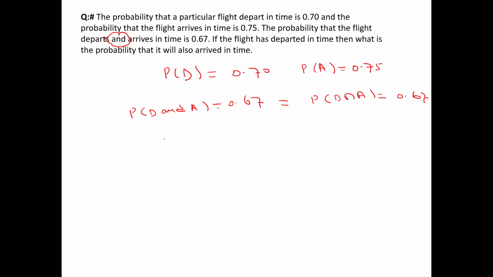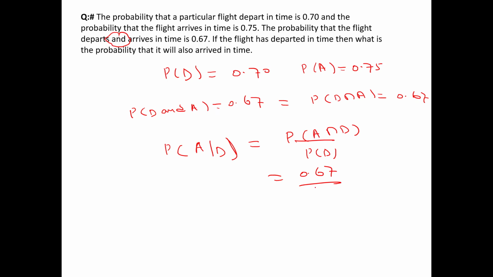Now if the flight has departed on time, this is known to you. If it departed on time, then what is the probability that it will also arrive on time? So given that the flight departed on time, what will be the probability that it will also arrive on time? So probability of A intersection D divided by probability of D. Probability of A intersection D or D intersection A is the same, 0.67, and probability of D is 0.70. So you can easily calculate this probability.